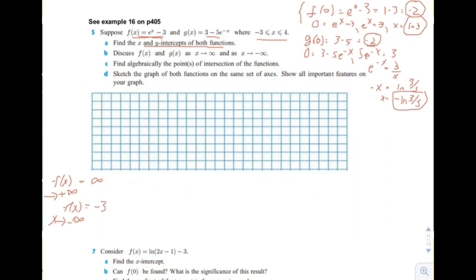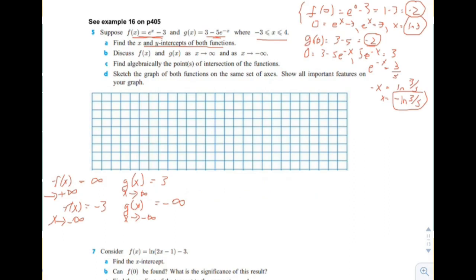Okay. What about g? g, as x approaches infinity, if you put x equals infinity there, you're going to get e to the negative infinity, which is 0 also, so you're going to get 3. And if you do g of x as x approaches negative infinity, you're going to get e to the negative of negative infinity, e to the infinity, which is infinity, so you get negative infinity. Okay, so that was b.